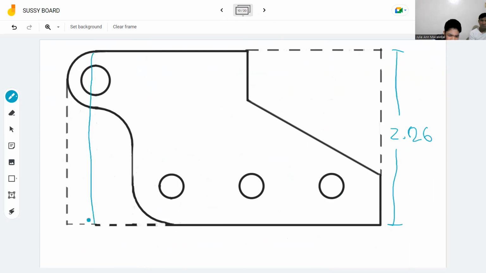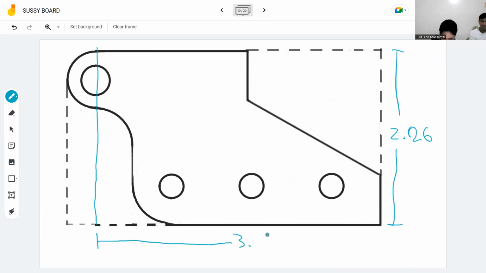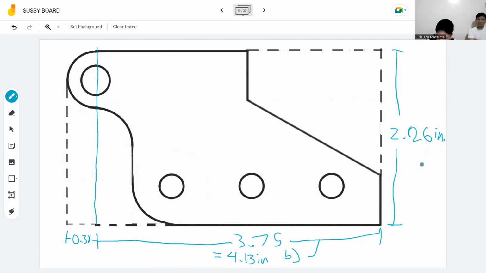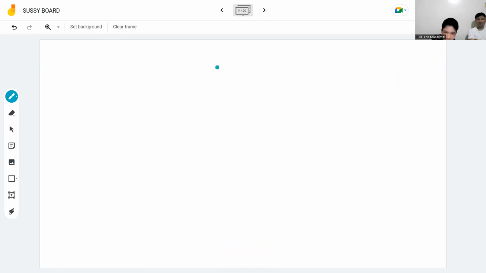I will draw another line because we added the semicircle, so that's extra length. So this was 3.75 plus the radius of the semicircle, which is 0.38. So in total, the total length is 4.13 inches. And then total height, which is C, 5.6.